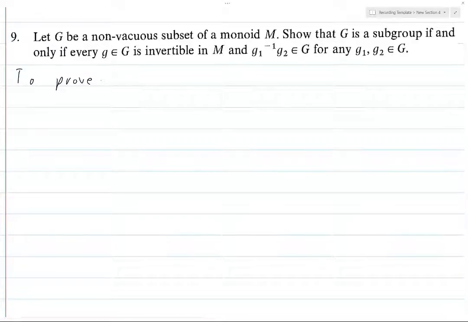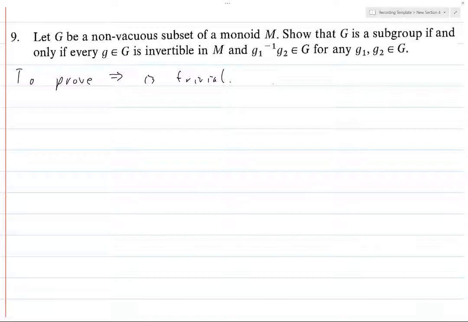So to prove this direction is trivial, because everything basically follows by the definition of a subgroup. If you have any element in your subgroup, then it's invertible in the subgroup, and in particular it's invertible in M because G is a subset of M. And obviously if G1 and G2 are in G, then G1 inverse is in G, and by closure under multiplication, G1 inverse times G2 is in G. And so everything that you need to know follows from the definition of a subgroup.